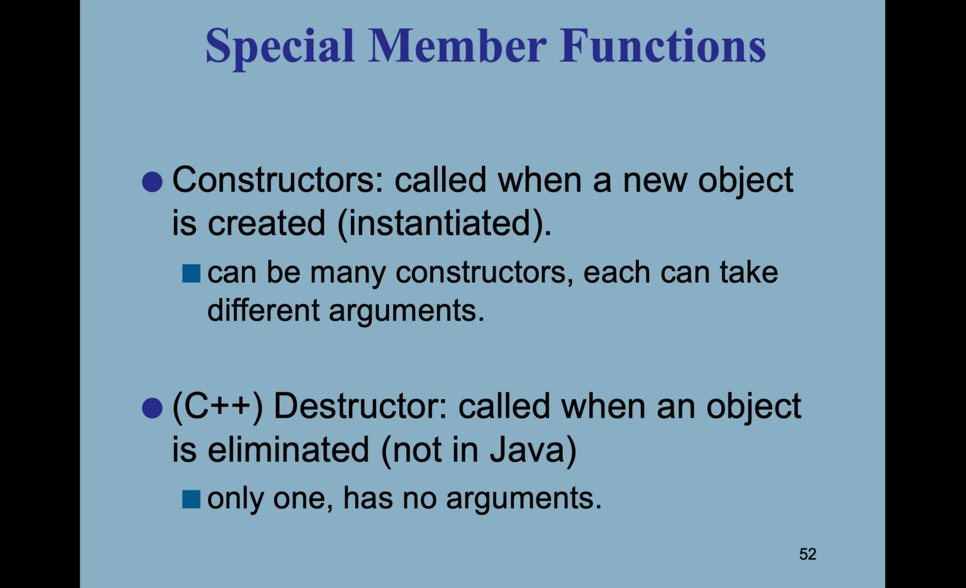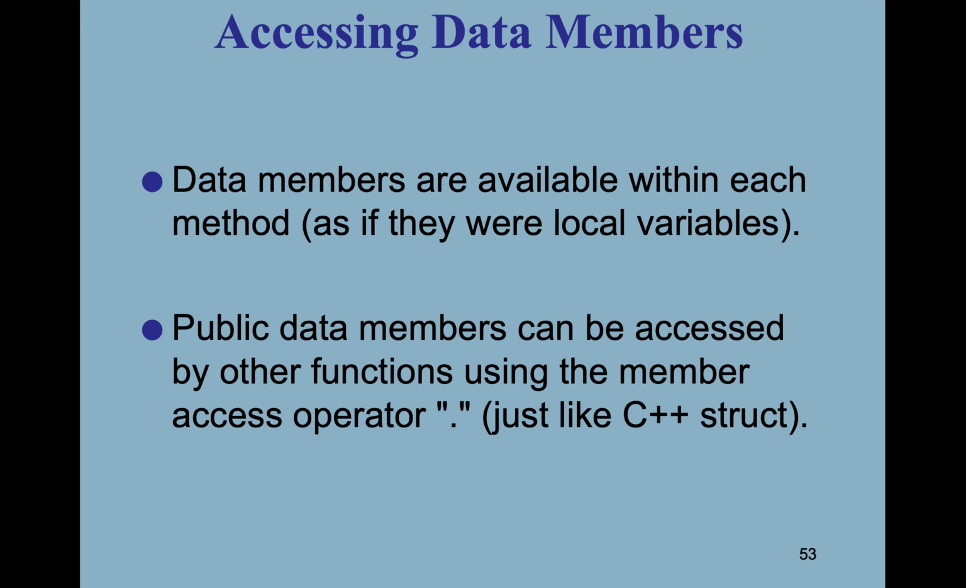So we have the special member functions. We're familiar with those already, the constructors. Those can also be put in the diagram, but most people would leave them out. They're called when the object is created or instantiated. So there might be any number of constructors taking on any number of arguments. C++ does have the destructor that can be put in there. It's called when the object is eliminated. Not in Java.